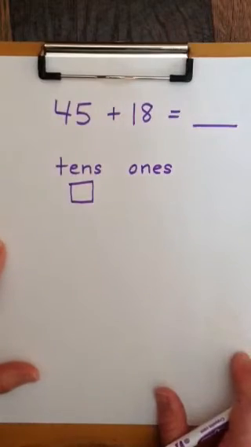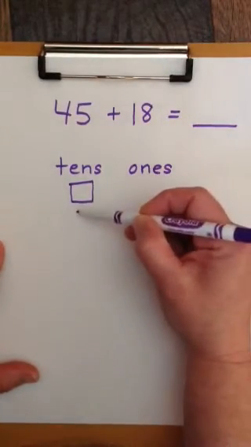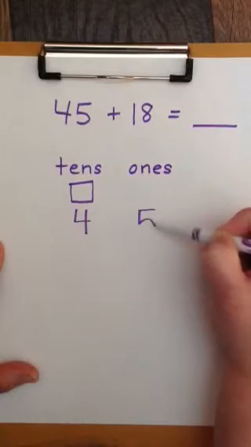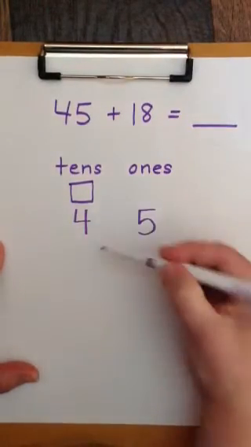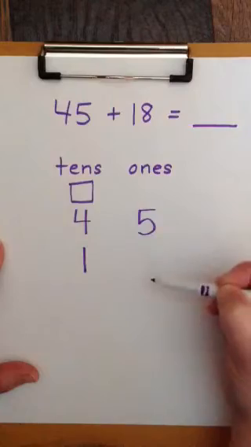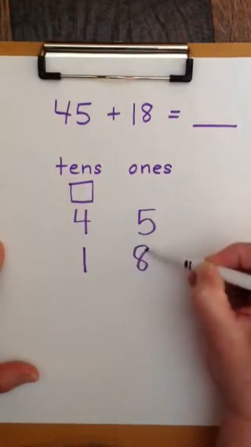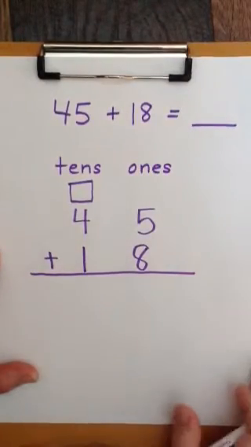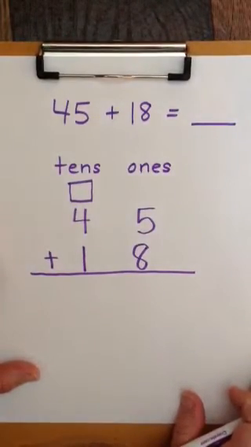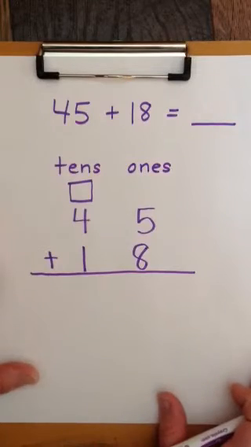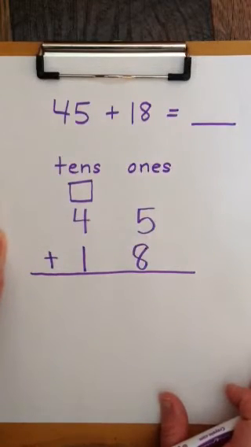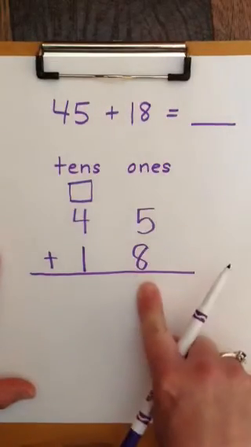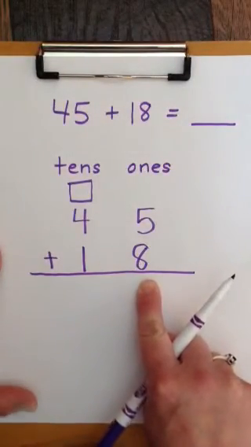Okay, so hopefully you've written 45 as 4 10s and 5 1s lined up like that, and 18 underneath it with 1 10 and 8 1s. I'm going to add my addition symbol and my equals. Did you have it set up like this? If not, pause the video and change it around. Fix whatever you need to fix. All right, now we're going to start by adding the ones to see if we have to regroup.